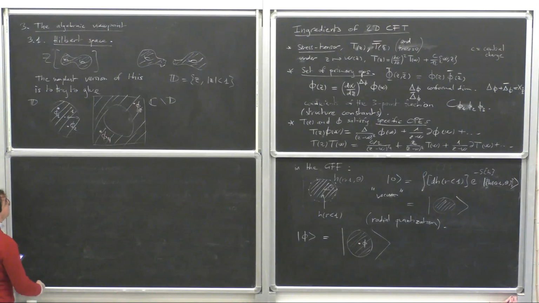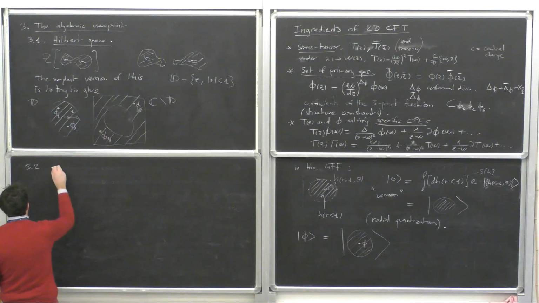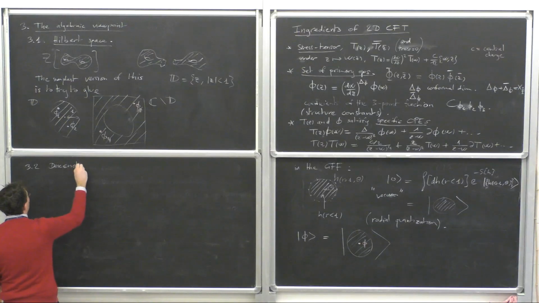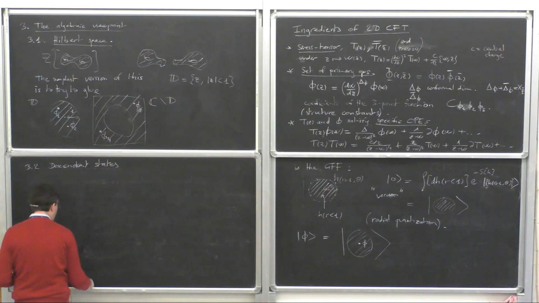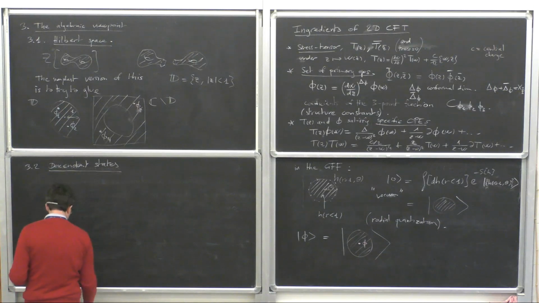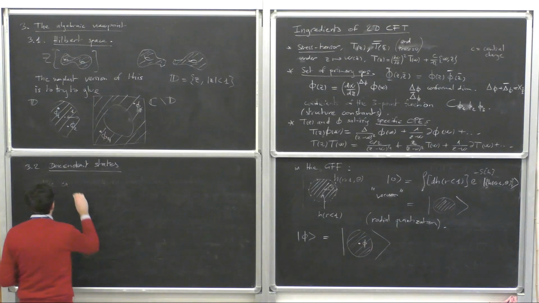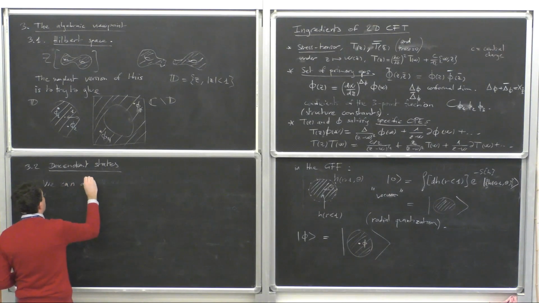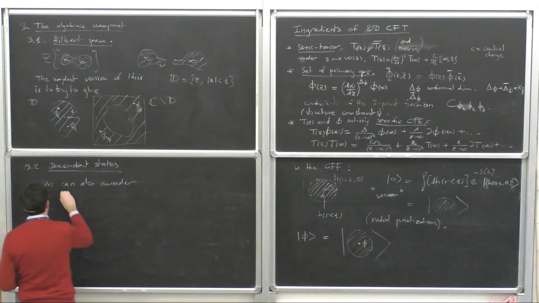And these other states we can define by inserting the stress tensor inside the disk. So, descendant states. If we have one of these states, we can also consider states of this form.